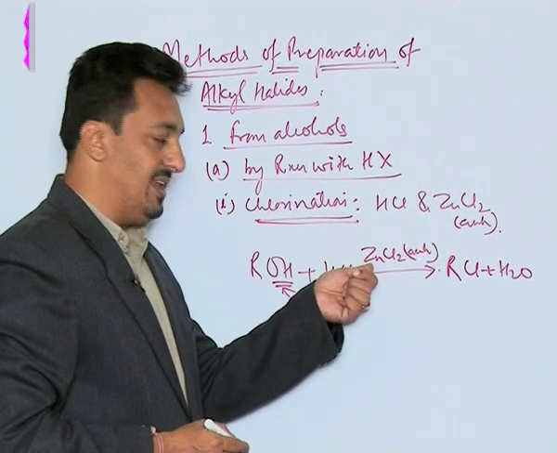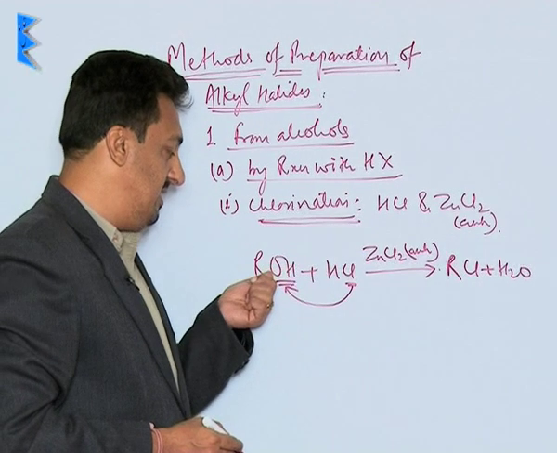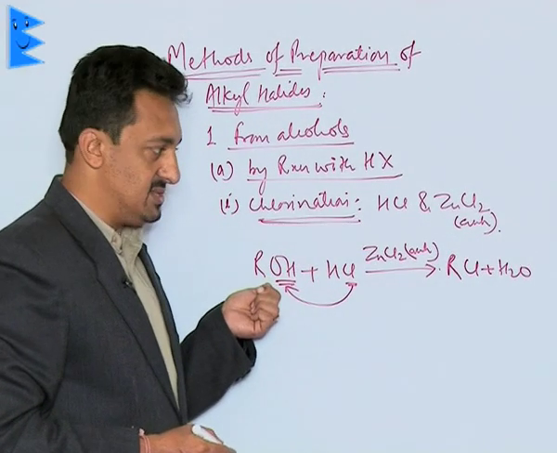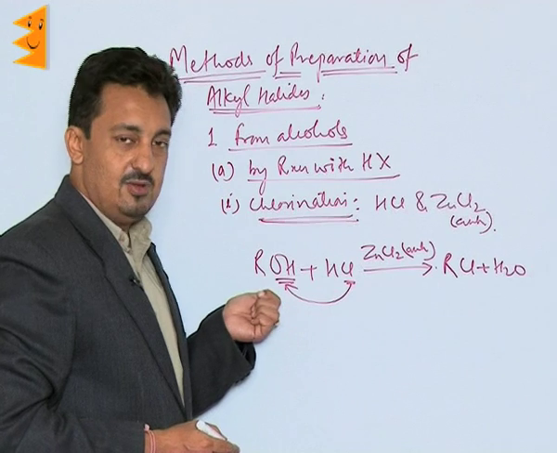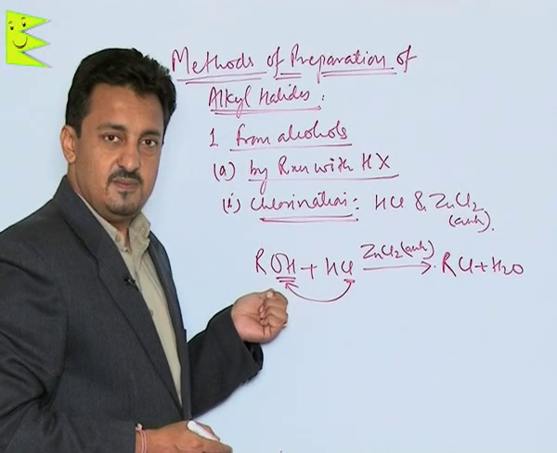The anhydrous zinc chloride is a Lewis acid which is used to weaken the C-O bond in the alcohols, due to which the Cl is easily able to replace the OH. Otherwise, it is not possible.